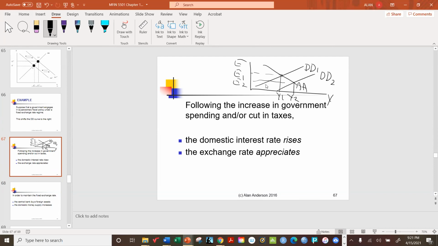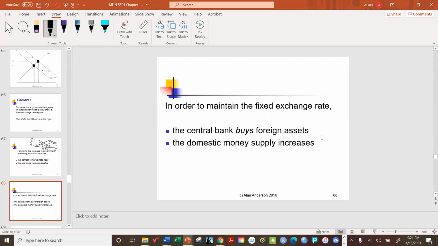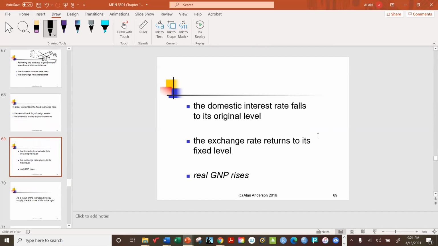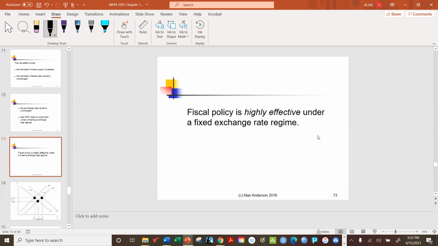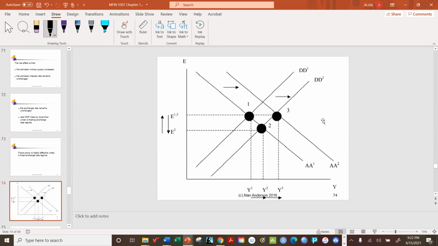Which sounds great, but unfortunately now we've got to figure out a way to weaken the dollar or the domestic currency to get us back to the fixed exchange rate. So what do we do? Well, we buy up some foreign financial assets, which increases the money supply. It lowers interest rates, but guess what? That causes the AA curve to shift to the right. So this time we've got two movements.